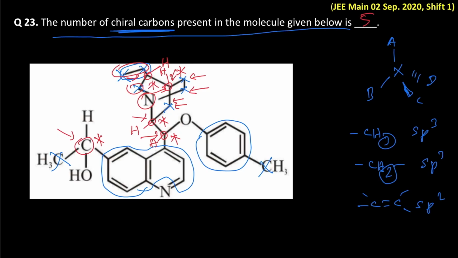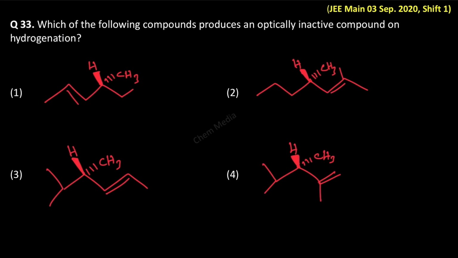Therefore, 5 is the correct answer here. Which of the following compounds produces an optically inactive compound on hydrogenation? We are basically adding H2 to each compound, and then we have to figure out which one is optically inactive.